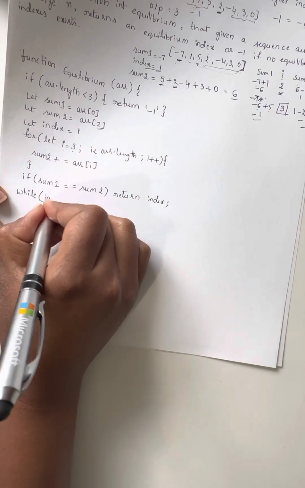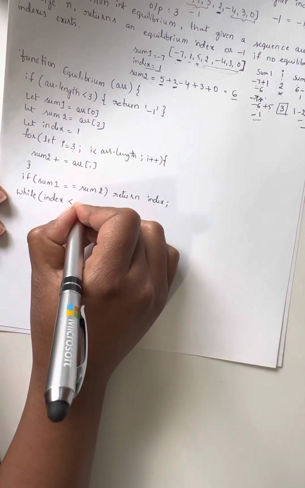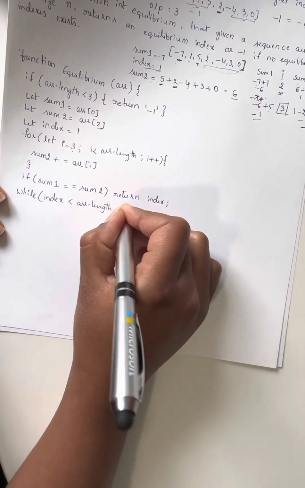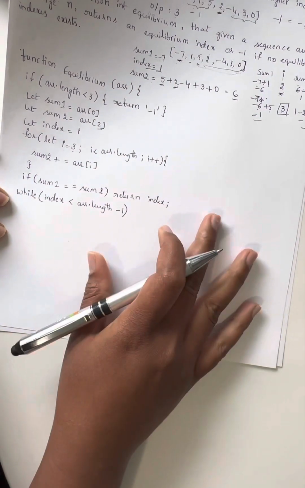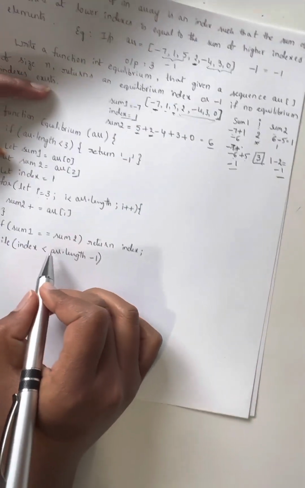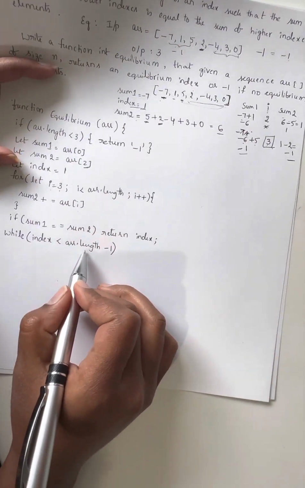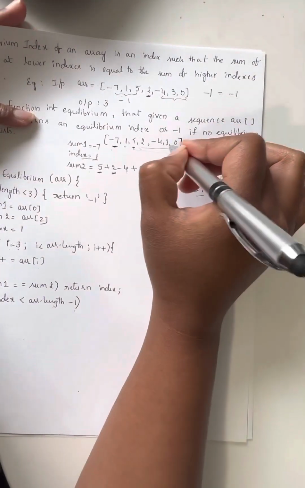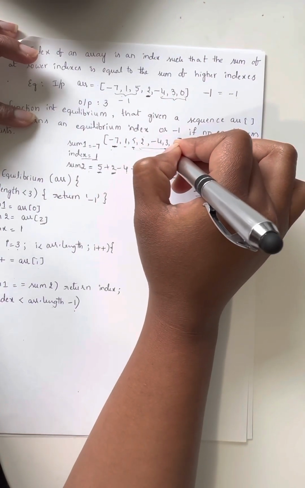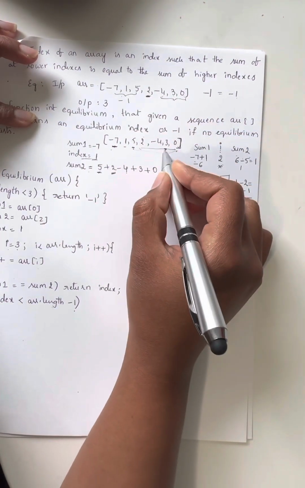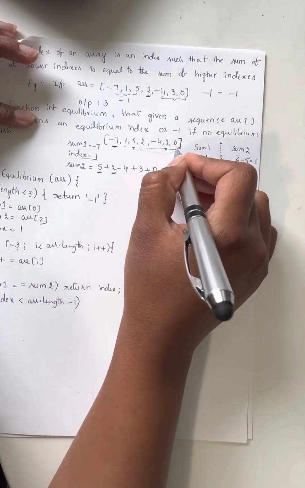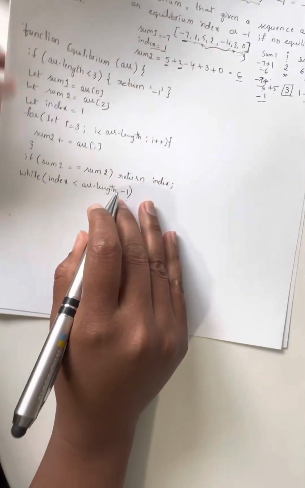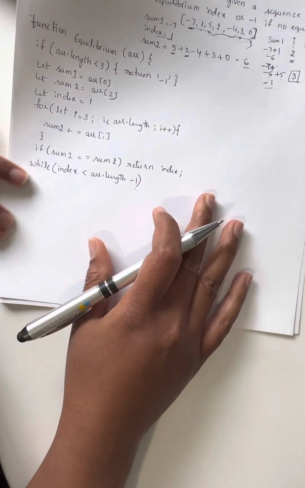So here, while index is less than array.length - 1, because we are checking if the index is less than array.length - 1. It's because we need to have one element after the index, right? We need to have something after the equilibrium index, so that we can compare it with the previous sum. So that is the reason I am using array.length - 1.